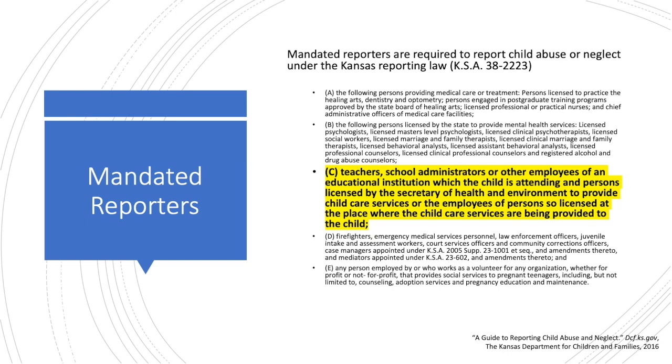Mandated reporters are required to report child abuse or neglect under the Kansas reporting law. Section C outlines those in a school or other similar setting who are listed as mandated reporters in the Kansas reporting law: teachers, school administrators, or other employees of an educational institution which the child is attending, and persons licensed by the Secretary of Health and Environment to provide child care services, or the employees of persons so licensed at the place where the child care services are being provided to the child.